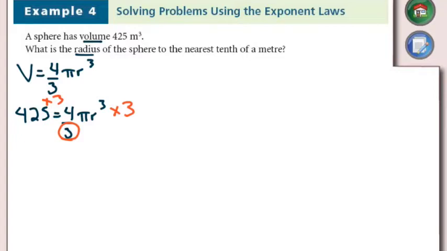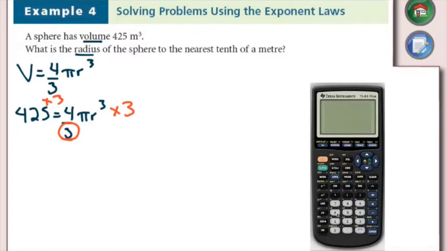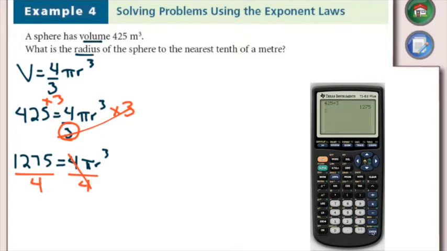I'll pull the calculator up just so we can do the calculations. It's going to cancel that divide by 3. And when we do 425 times 3, we'll get 1275 on the left. Good. Next step, we could divide by 4. Cancels out on the right. When we do that on the left, we get 318.75.